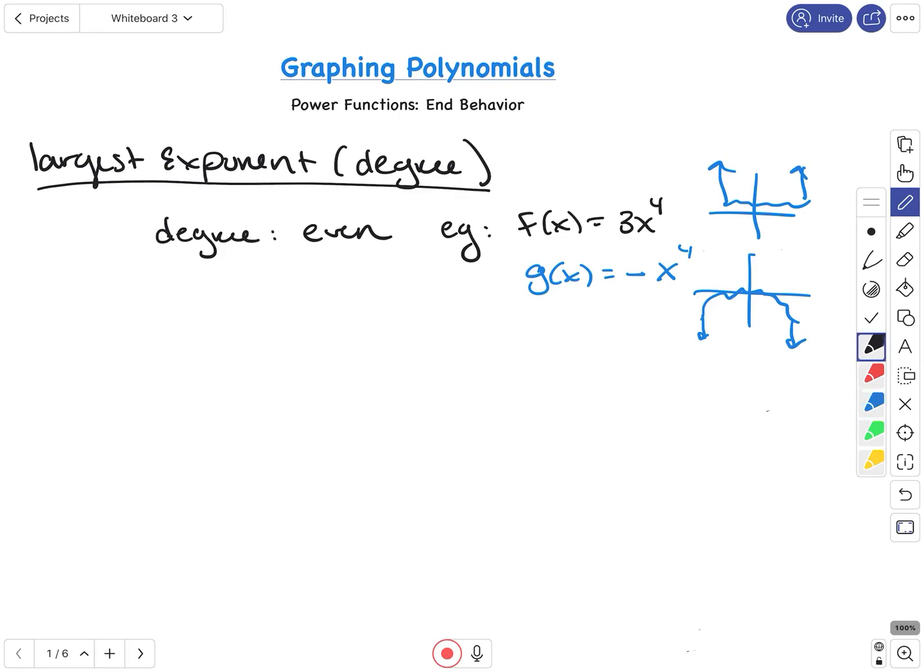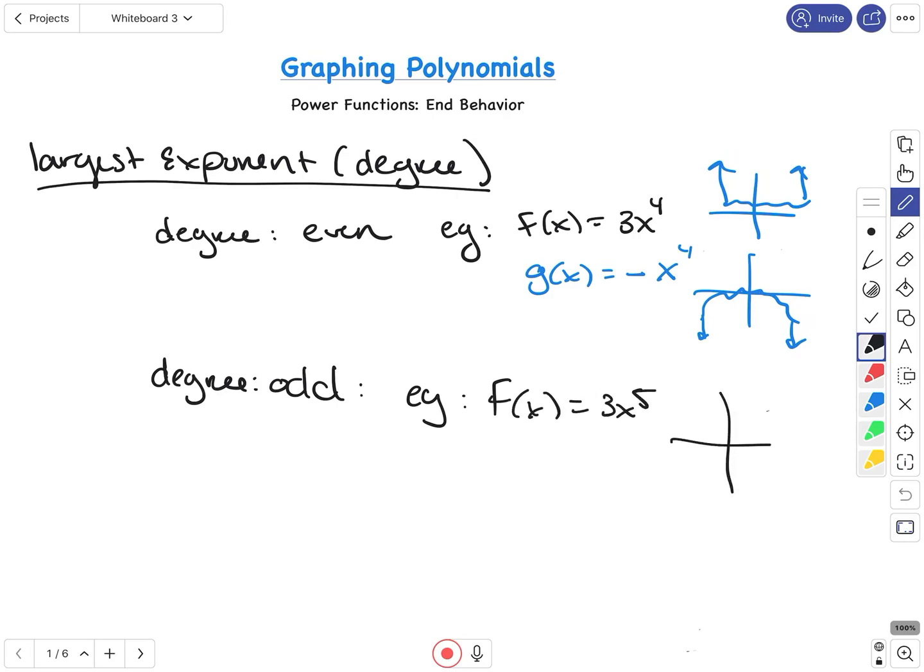If the degree is odd, so say for example, we have f of x equals 3x to the 5th power, then the endpoint behavior is going to be opposite. It's going to look similar to x to the third, so it'll start down on the left and up on the right.